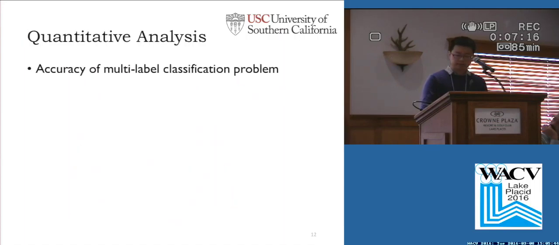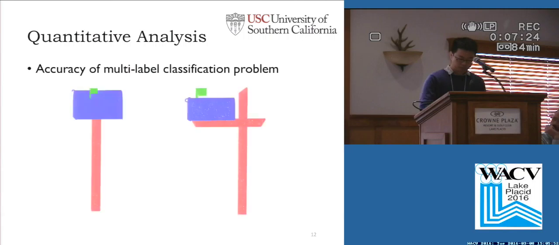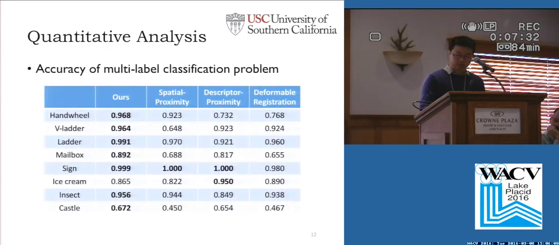To quantitatively evaluate the algorithm, we treat the problem as a multi-label classification problem, which is a subproblem of the correspondence problem. If a correspondence connects two points with the same label, we consider it correct. And we measure the overall accuracy of all the algorithms. As shown in this table, our algorithm outperforms the others in most test cases.